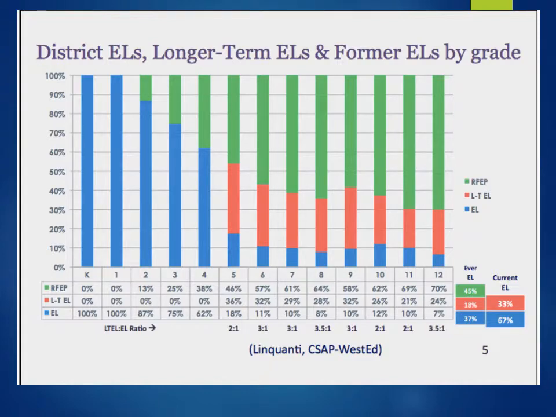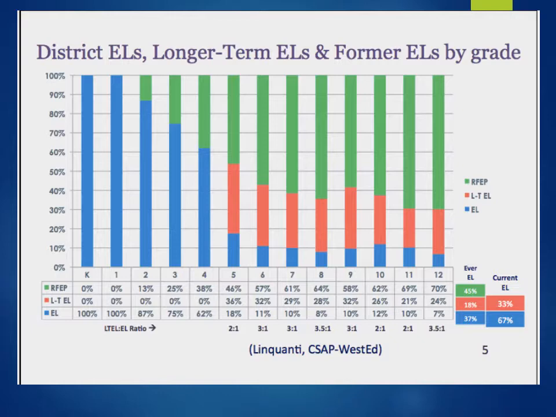This graph from the Northern California district is not a longitudinal graph. It's actually a snapshot of 12 different grades and the ratios of the different level proficiencies of the different groups. But one thing that this research group did, which most districts and states do not do, is they continued to keep track of all the students who ever were English language learners.